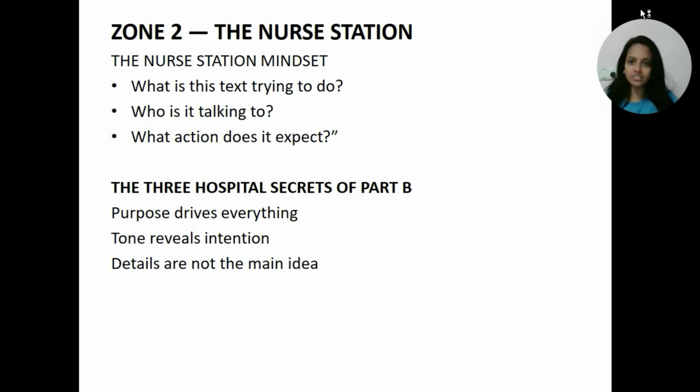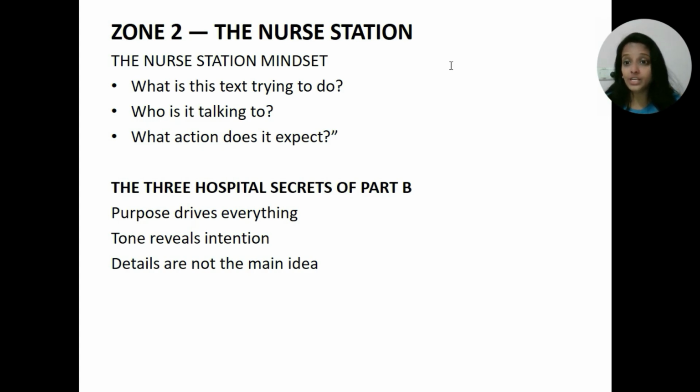Words like must, ensure, required, then it means the tone is strict. If you can see words like where appropriate, if possible, then it's flexible. And words like encouraged, recommended, then it's a soft guidance. Words like immediately, with caution, it states the urgency, right? So reading part B expects you to feel this tone.